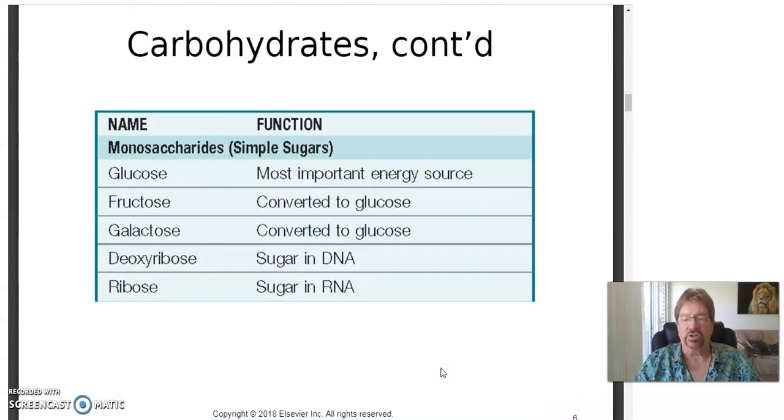Let's see what this chart shows us. Glucose, most important energy source. Cells can also burn fats and proteins and their constituents for energy, but most of the cells use glucose, and nerve cells like in the brain can only use glucose. Fructose is fruit sugar. It's converted to glucose. Deoxyribose and ribose are sugars that are found in DNA and RNA, respectively, the genetic material.